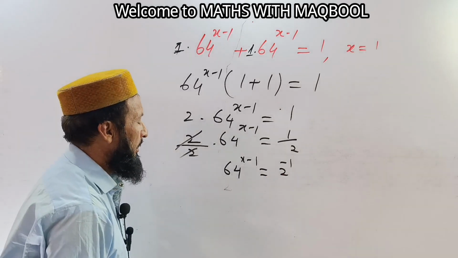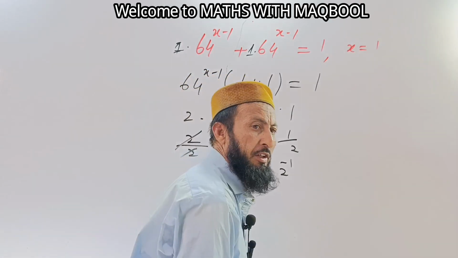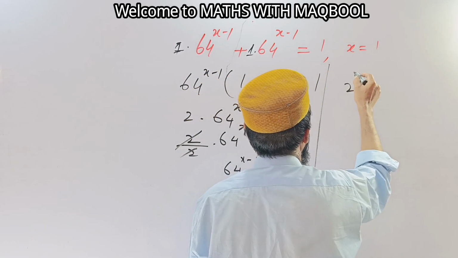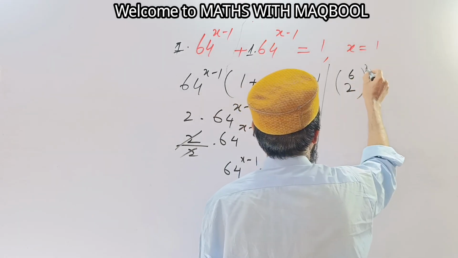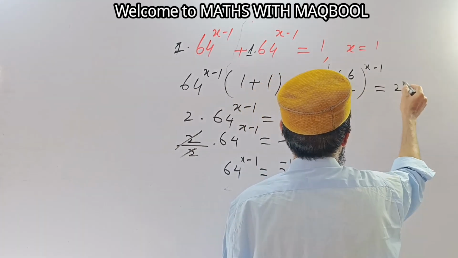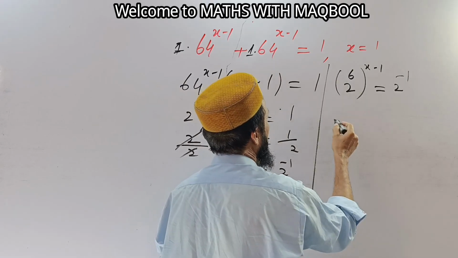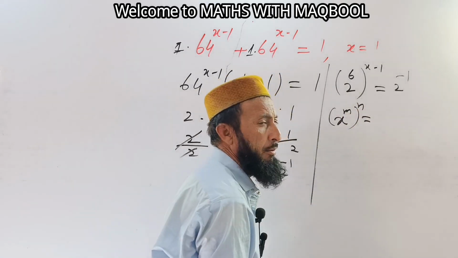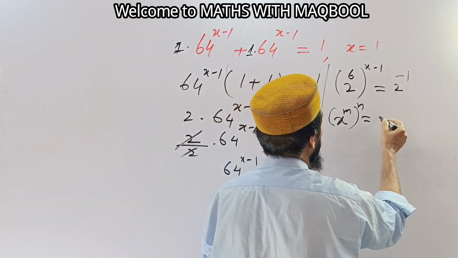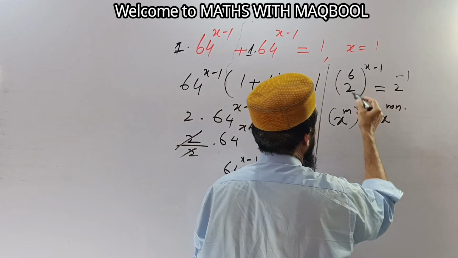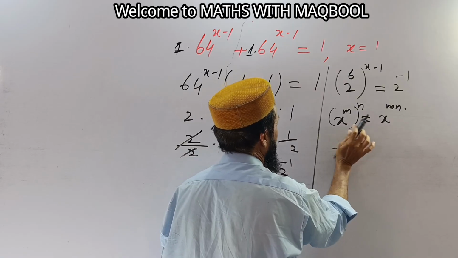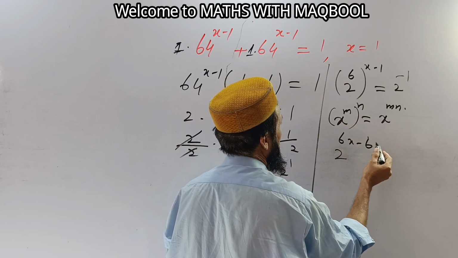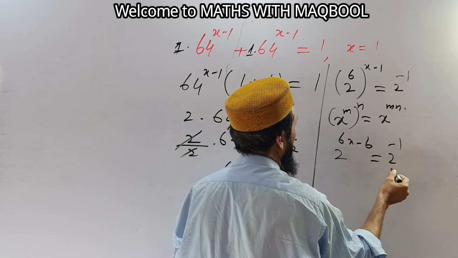Now we take the factorization of 64, so we get (2^6)^(x-1) is equal to 2^(-1). According to the double exponent rule, (x^m)^n is equal to x^(mn). So now we can apply this: 2^(6x-6) is equal to 2^(-1).